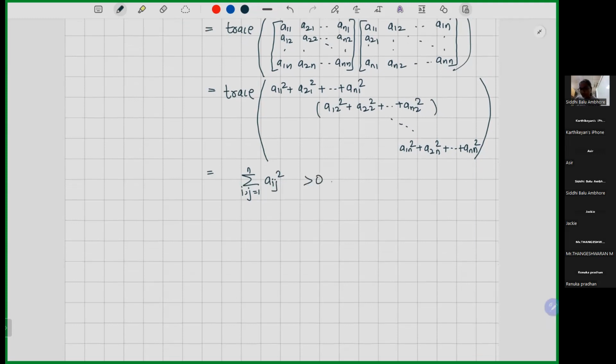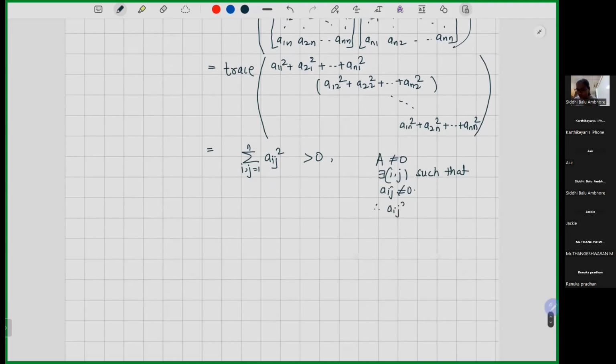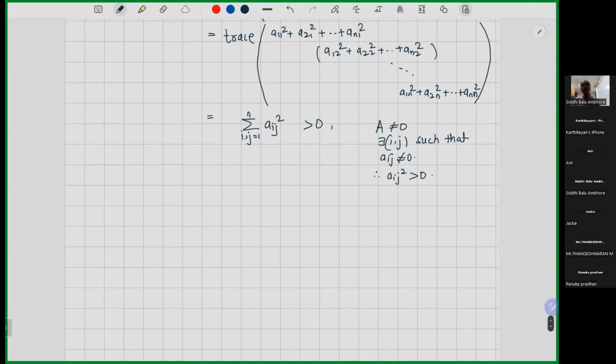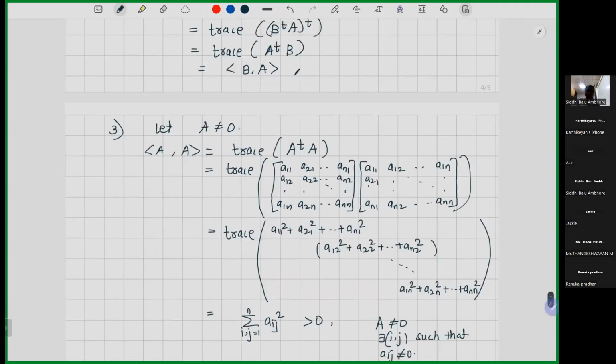So then this has to be greater than 0 because A is a non-zero matrix, right? So at least one entry. So there exists i comma j in n comma n such that Aij is non-zero. So therefore Aij square is greater than 0. So this whole summation becomes greater than 0 because we started with A non-zero.